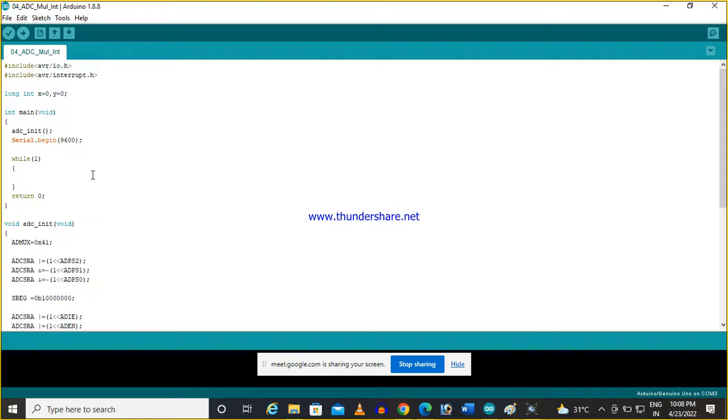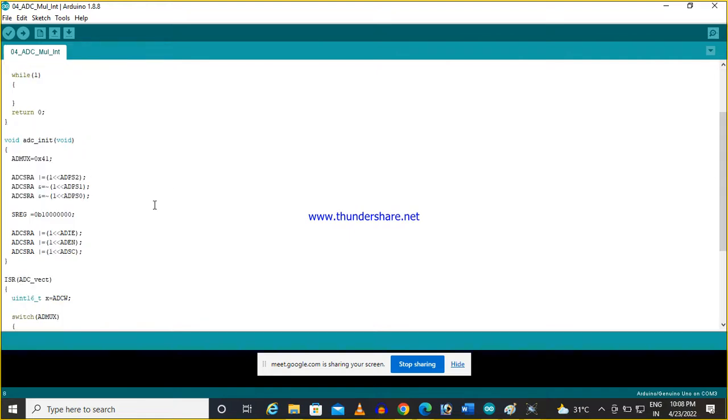I'm just extending the code. You see, this is the ADC initialization. Here I am initializing ADMUX. It is 0x41, in hex. Why is it hex 41? You know already. My reference bits were 01, so 0100, which is basically 4. And starting from the first channel, that's why I have used 1.